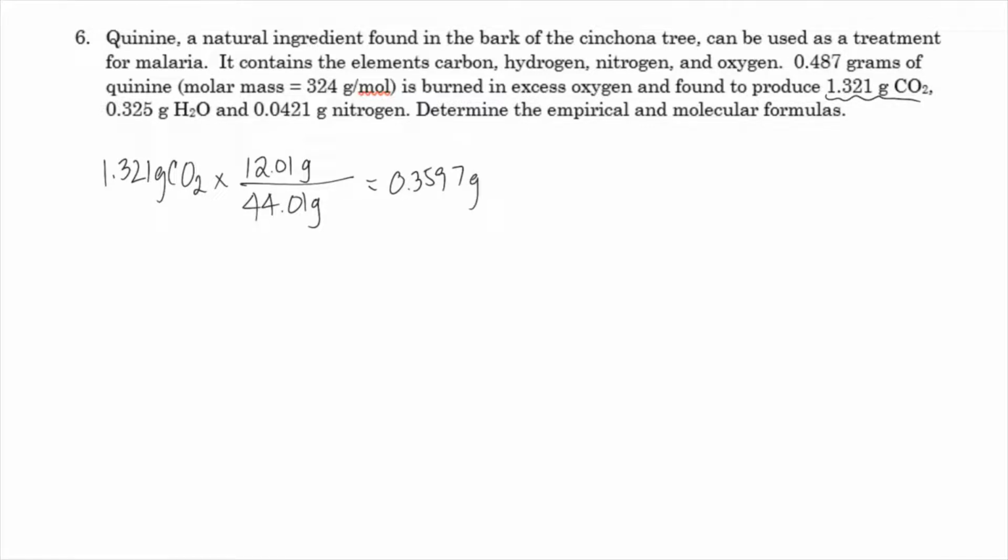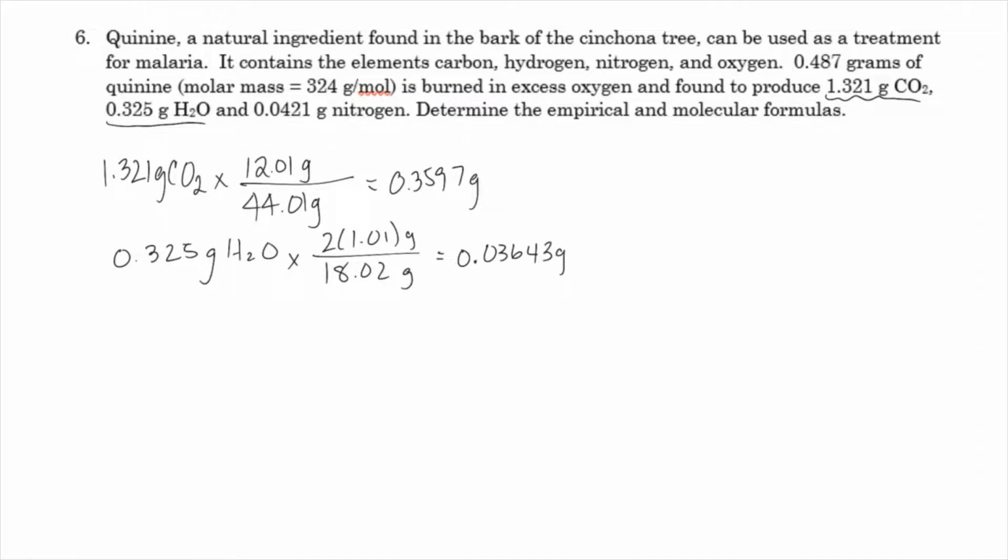To get the mass of hydrogen, again, I have to assume that all of the hydrogen that's in the quinine is converted to the hydrogen that's in the water. So I do a percent composition to figure out the mass of hydrogen that's in that much water. So 0.325 grams of water. And I set up the ratio that it's 2 times 1.01 per 18.02 grams. And this will tell us the amount of hydrogen that's in that sample of water. So I get 0.03643 grams of hydrogen. It tells us in the problem, we get this much nitrogen.